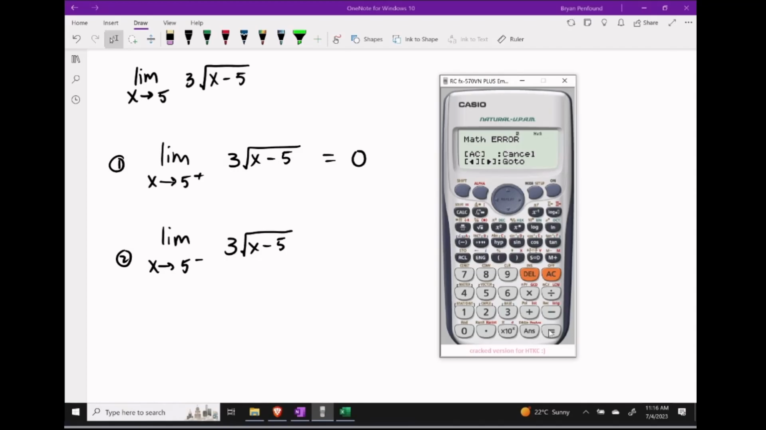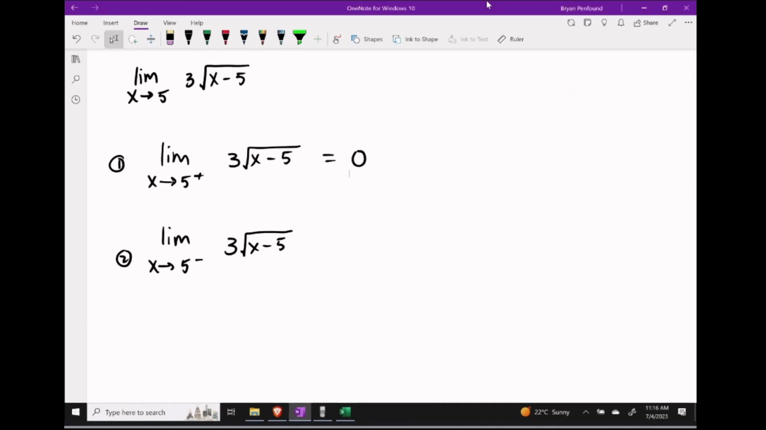So what does this tell us? This tells us that for values a little bit lower than 5, this limit actually does not exist. It's not possible to find a y value where my limit is tending towards because the function doesn't even exist on that side of 5.